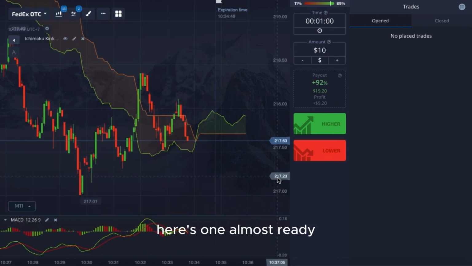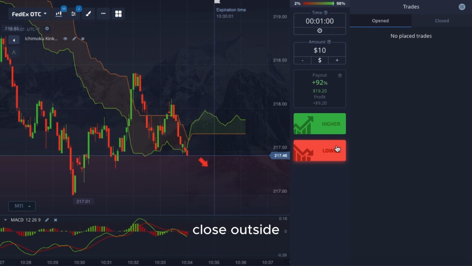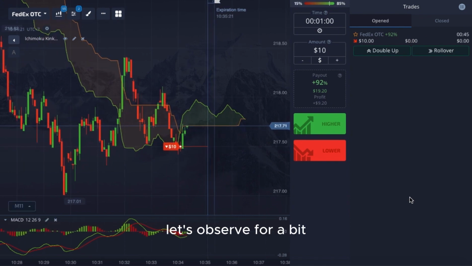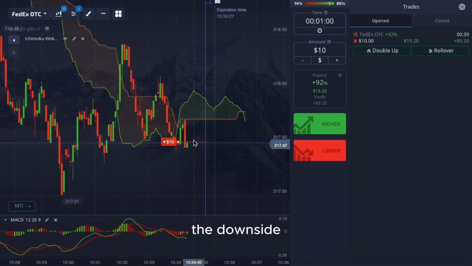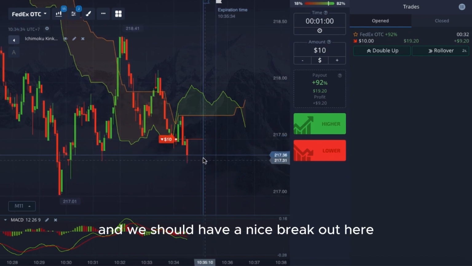Alright, stocks. Here's one. Almost ready. Close outside, close outside, close outside. Yes, okay, let's go. Let's observe for a bit. Yeah, it's not going to the span B yet. That's good. Because of this impulse to the downside, we don't have to plan for the next one just yet. And we should have a nice breakout here.